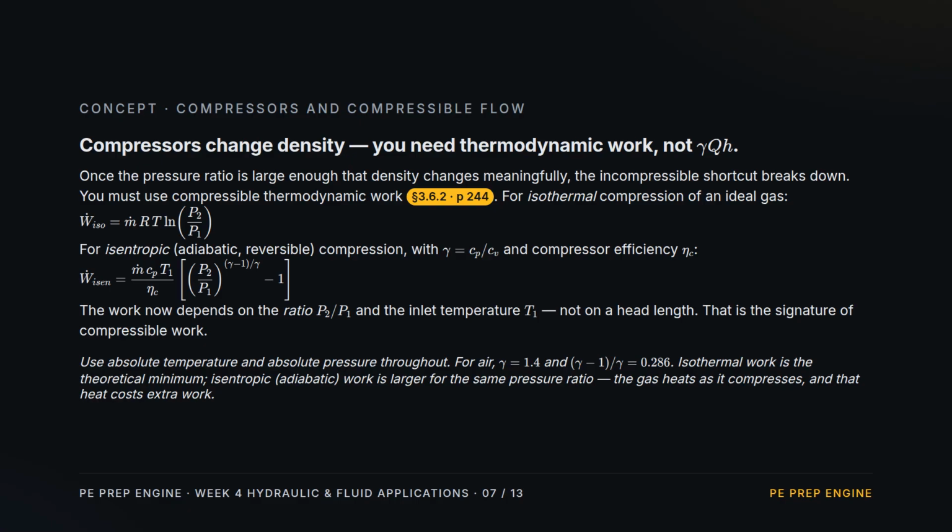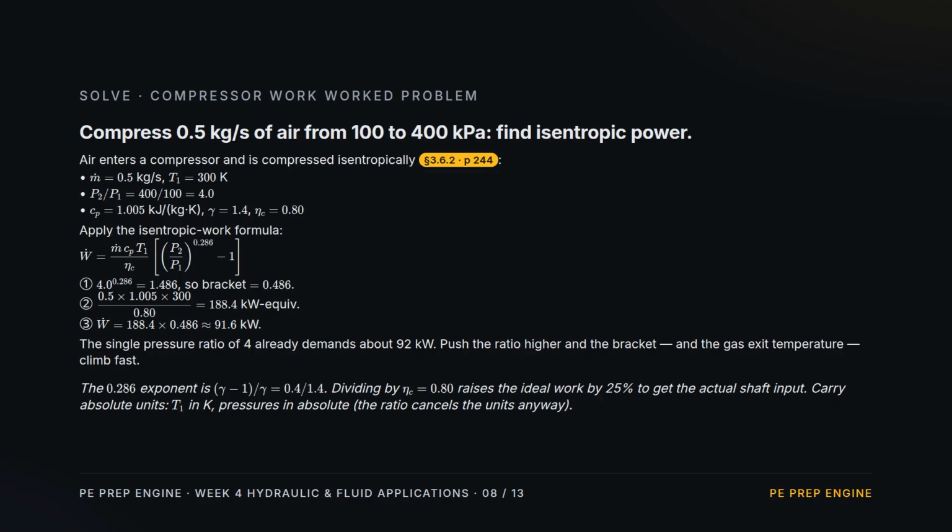Work now depends on the pressure ratio and inlet temperature, not on a head length. Always use absolute temperature and pressure. And isothermal is the floor, while adiabatic is higher, because the gas heats as you squeeze it. Put numbers on it.